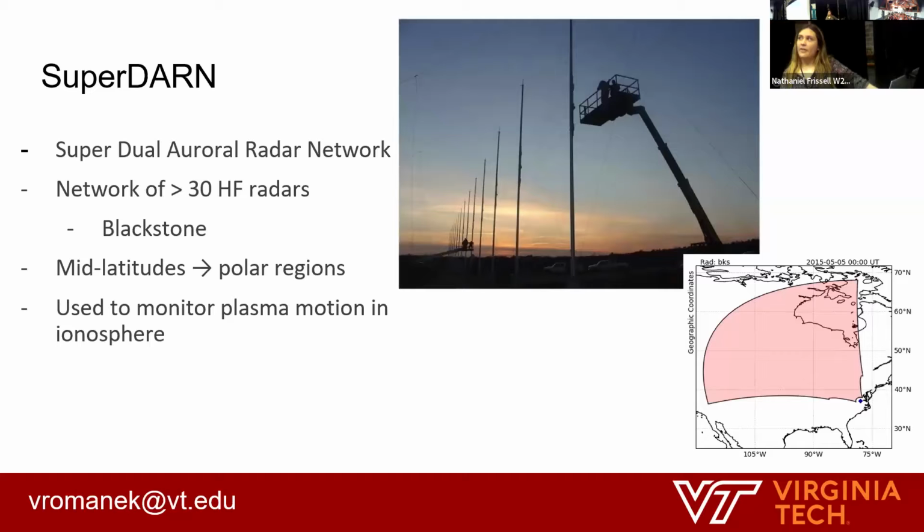To start things off, SuperDARN is the Super Dual Auroral Radar Network, and as implied by the name, it's a network of over 30 high-frequency radars. They extend from the mid-latitudes up to the polar region, and they're used to monitor the plasma motion in the ionosphere. The data that I'm working with in this presentation is from the radar located in Blackstone, which is pictured here, and on the bottom you'll see an image that shows the coverage of that radar.